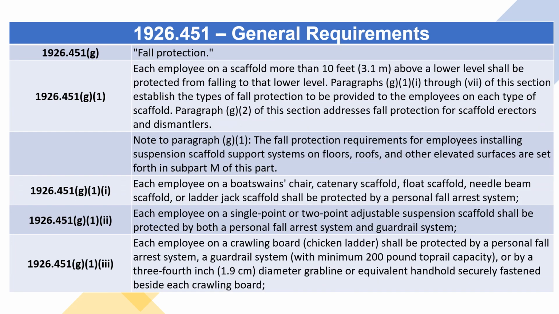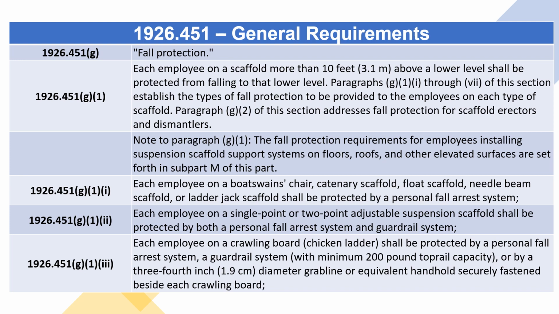1926.451 G. Fall protection. 1926.451 G1. Each employee on a scaffold more than 10 feet (3.1 meters) above a lower level shall be protected from falling to that lower level. Paragraphs G1(i) through (vii) of this section establish the types of fall protection to be provided to the employees on each type of scaffold. Paragraph G2 of this section addresses fall protection for scaffold erectors and dismantlers.